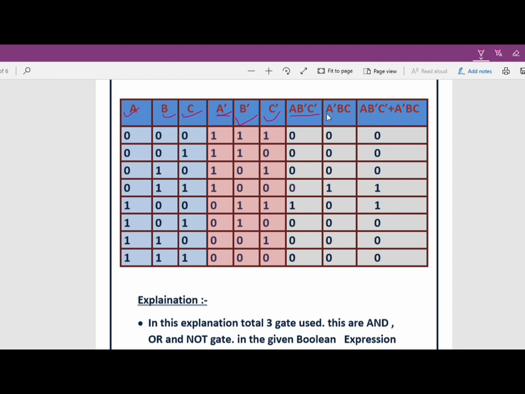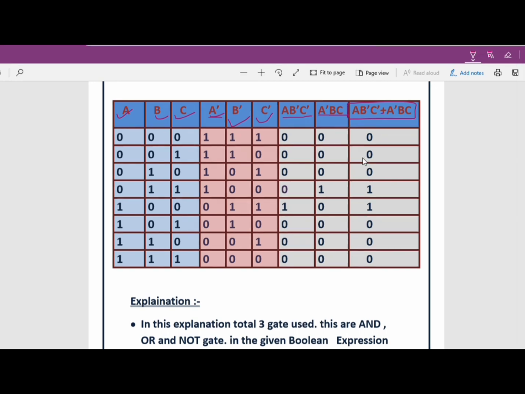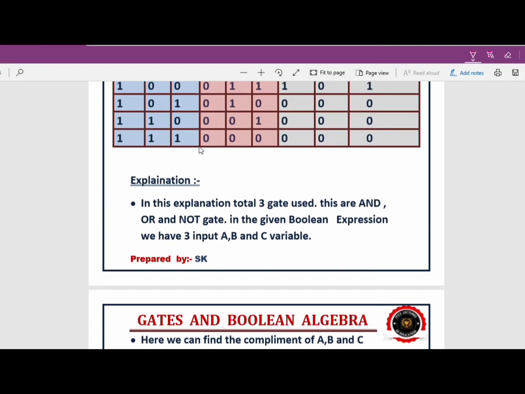Here we multiply to get A B' C, then multiply to get A' B C. Then we find the OR gate for A B' C + A' B C. This is the explanation for the truth table. In this explanation, a total of 3 gates are used. These are the AND, OR and NOT gates.